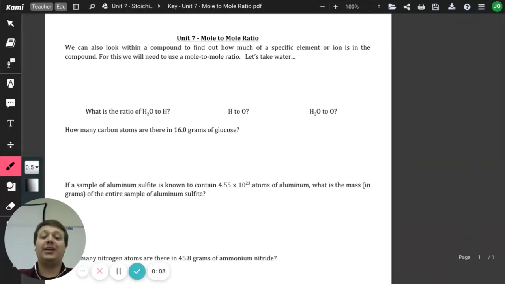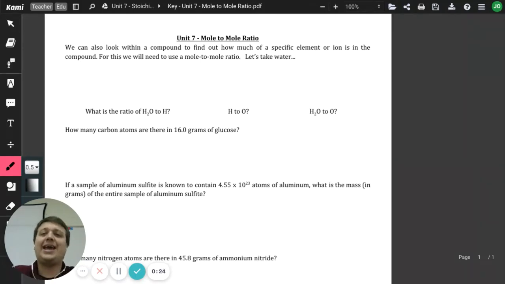So today we're going to be continuing our notes on Unit 7, over stoichiometry. For this, we are going to be focused on the mole-to-mole ratio. So make sure you've got your notes, something to write with, and then you will also need a calculator and a periodic table for the notes today. All right, so make sure you've got all that, and we're going to go ahead and get started.